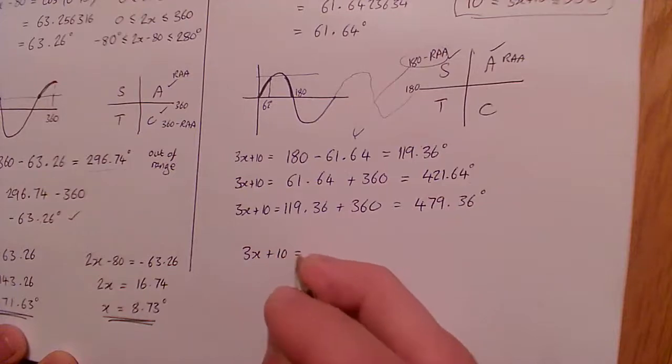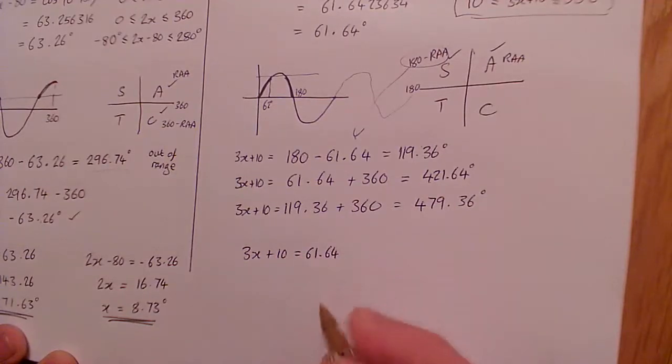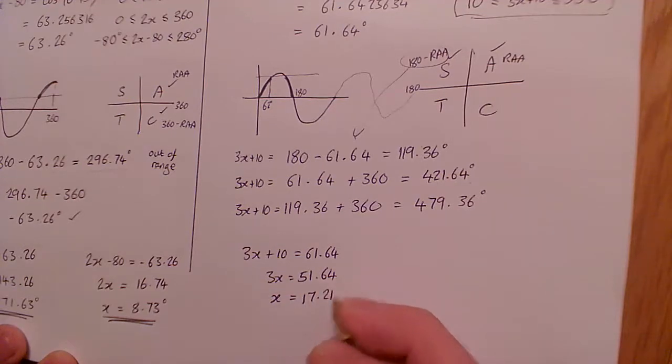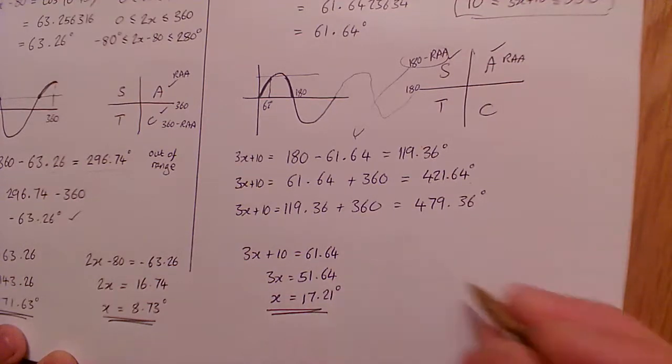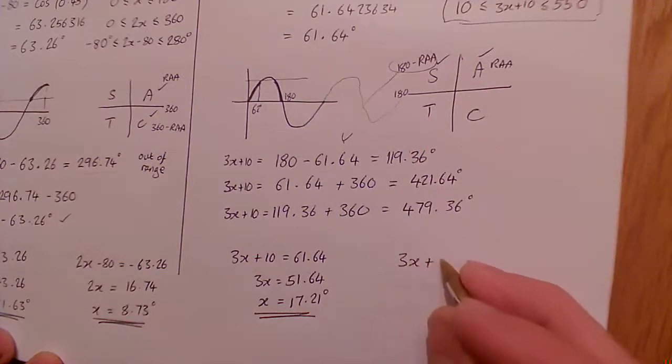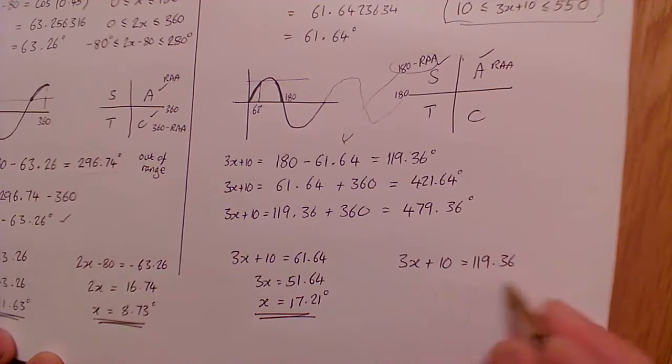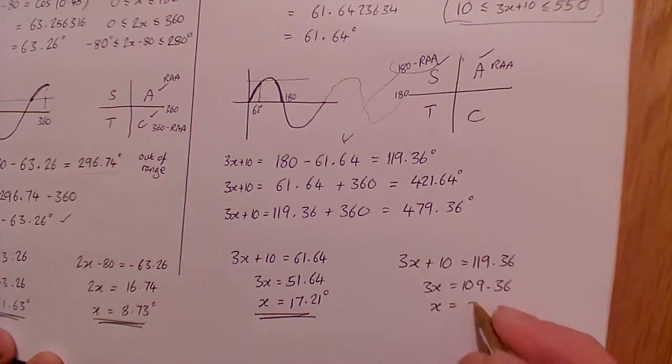So let's solve each of those in turn. We have 3x plus 10 equals 61.64. So 3x equals 51.64. So x equals that divided by 3, which is 17.21 degrees. So that's answer number 1. And now just repeat for each of them. So 119.36. Take 10 off, we get 3x equals 109.36. Divide by 3, so x equals 36.45. Nice to put a degree sign.